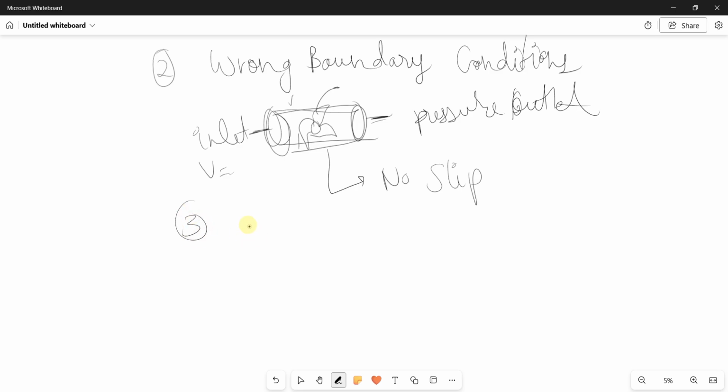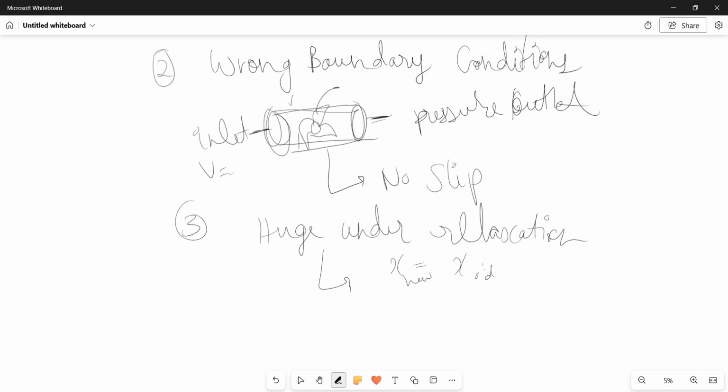The number three is huge under relaxation. This is just related to some numeric stabilities. You had seen with respect to values like x, so x new is equal to x old plus w times of x calculated minus x old, right? This was the under relaxation term for the variables.